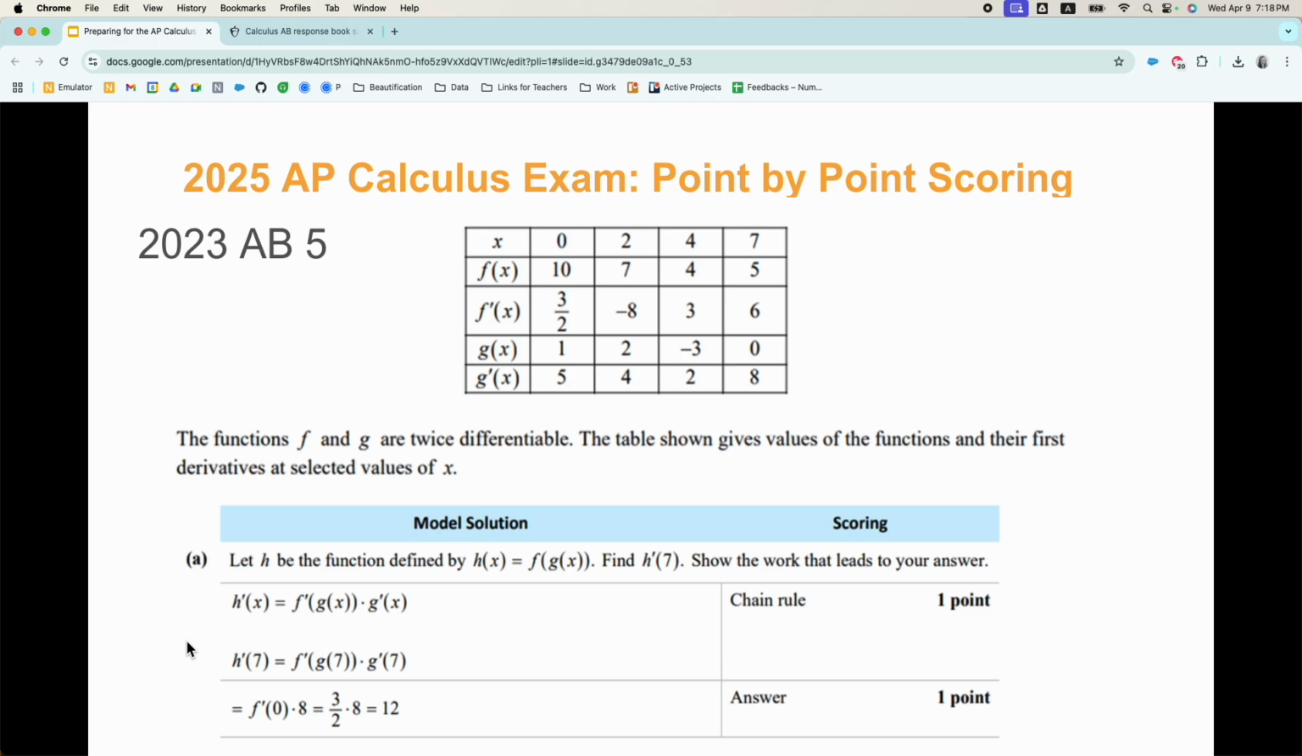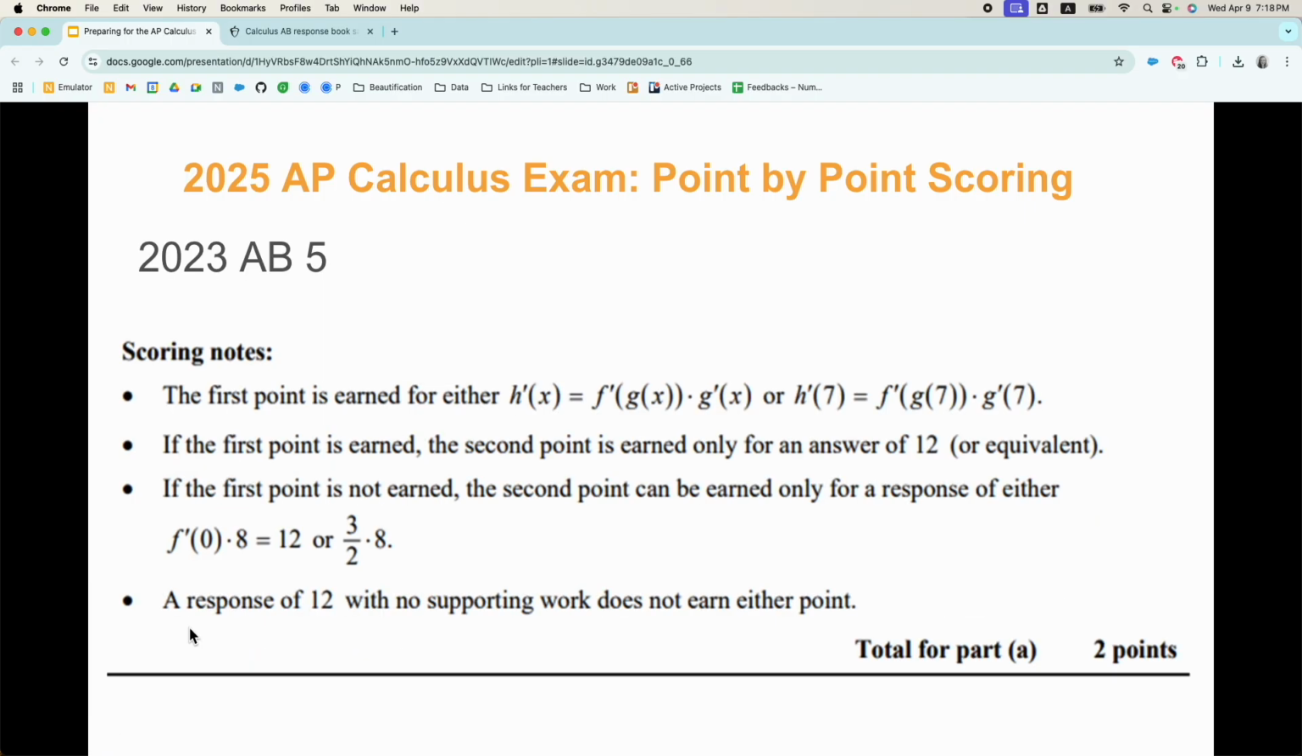So getting the chain rule this time was 1 point. So it's a little more clear for us now to say, well, okay, if they do their chain rule correctly, they get a point. And if they get to the answer of 12, they get a second point. And in fact, we got even more information than that. If we go to the next slide, we had scoring notes in 2023. So things were much better because if we were wondering what will get the point and what won't, all of these bullets would tell us that.